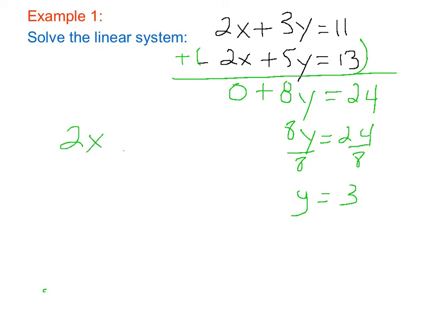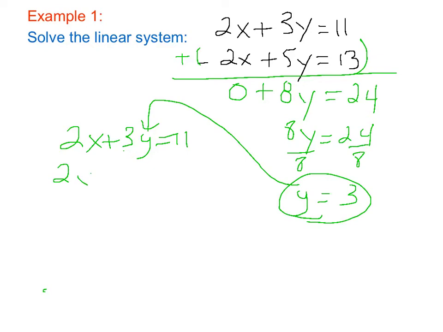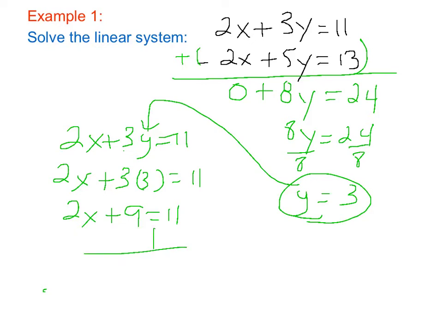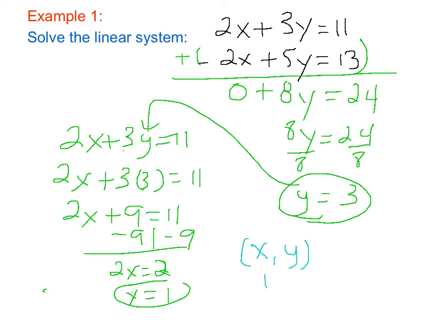Then once I get that, I can go to either equation. It doesn't matter. I'm just going to rewrite the first one. I'm going to take this value for y and plug it in there. So then we get 2x plus 3, and I'm replacing the y with 3. So we get 2x plus 9 equals 11. Solve this two-step equation, subtract 9 on both sides, we get 2x equals 2. So x has got to equal 1. And if you recall, when we write the answer, we write it as an ordered pair with x always coming first, y coming second. So we're going to have the intersection point being at 1, 3.